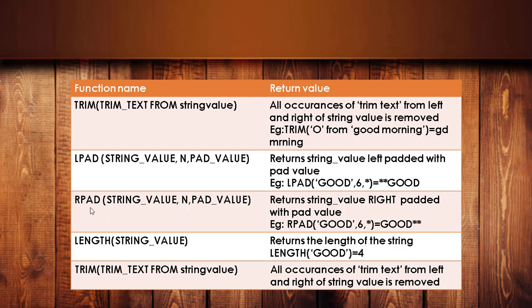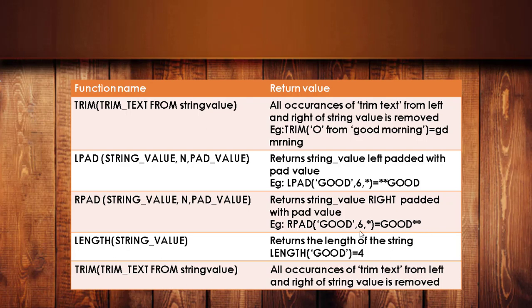The next character function is rpad, string value, n, pad value. It is the same as lpad, but the only difference is the padded value will be to the right side in case of rpad. In case of lpad, the value will be padded to the left. In case of right pad, the value will be padded to the right. So 2 asterisks will be added to this good, so that the entire output will be of 6 characters.